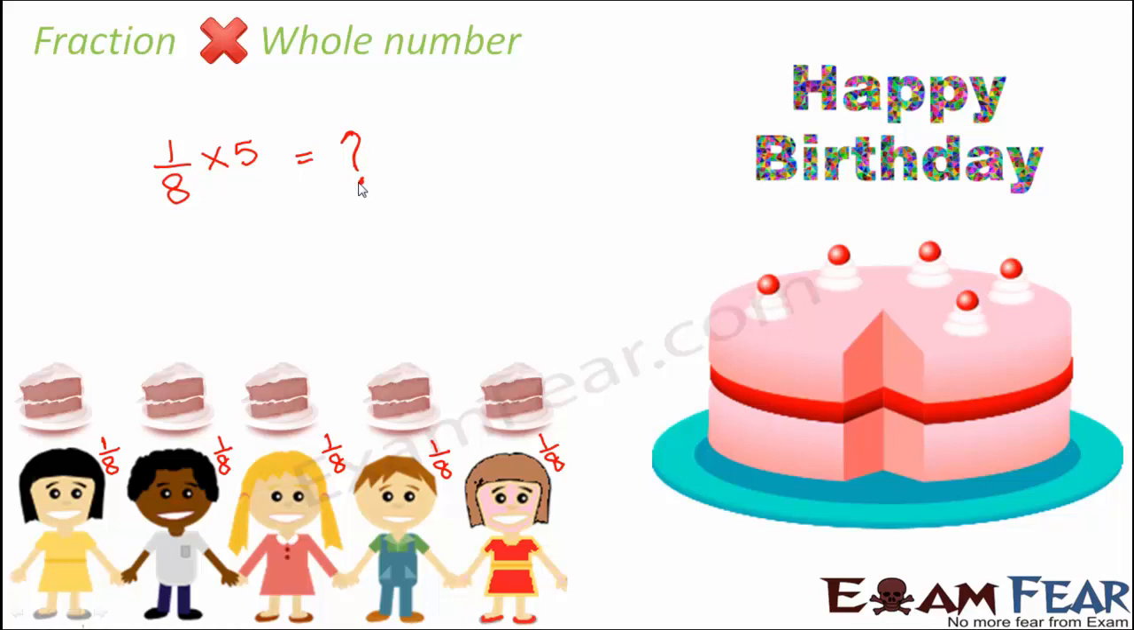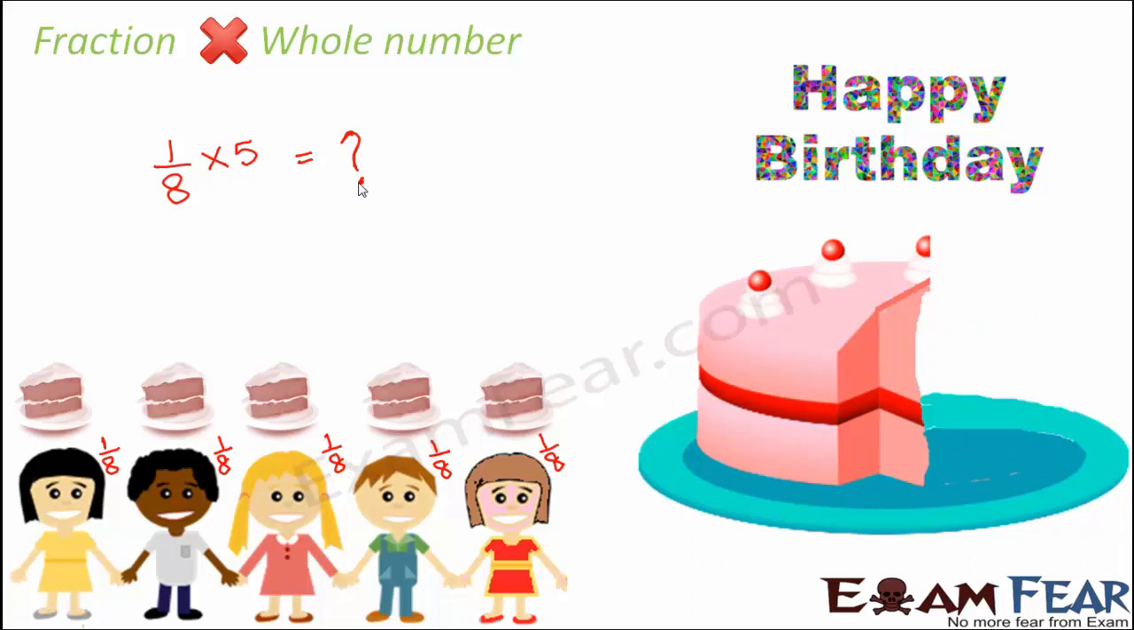Because once the 5 of them have eaten, you do not have the entire cake anymore. A good part of the cake has already been eaten. So what is that part of the cake which is being eaten by these people? That part is given by 1/8 multiplied by 5. Now let us come to the point. How do we do this multiplication? When we say 1/8 multiplied by 5, we basically mean 1/8 multiplied by 5/1.